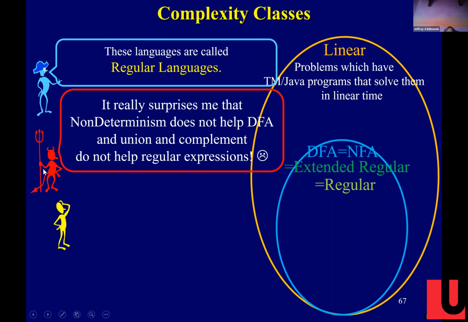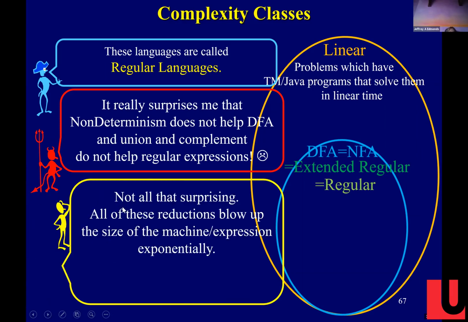Now, this guy here is not so impressed. He says, well, it doesn't surprise me that non-determinism doesn't help a DFA. Why isn't he surprised? Oh, sorry, he says it does surprise him that non-determinism doesn't help, and it surprises him that union and complement don't make regular expressions stronger. In some ways, that's surprising.